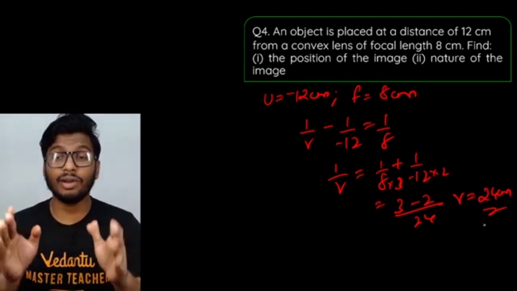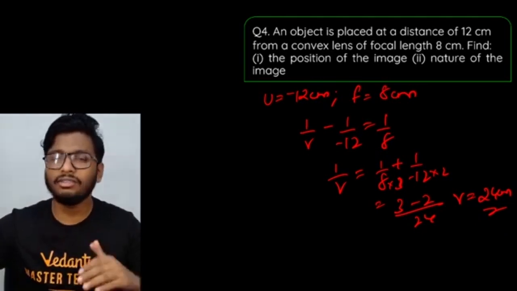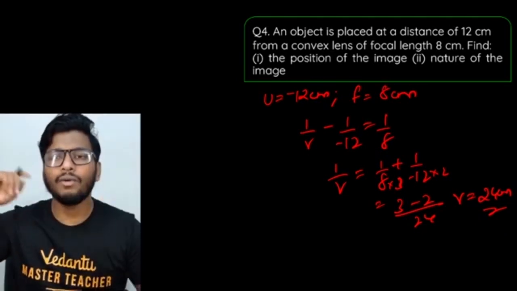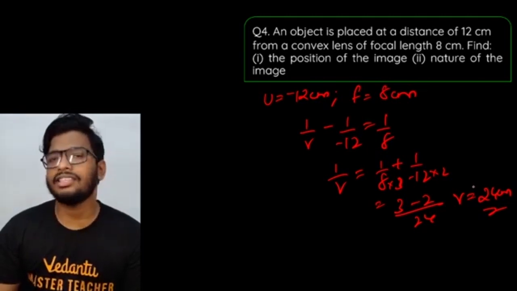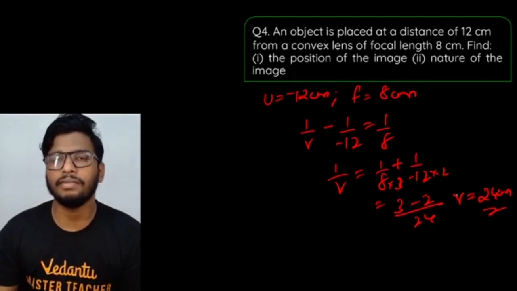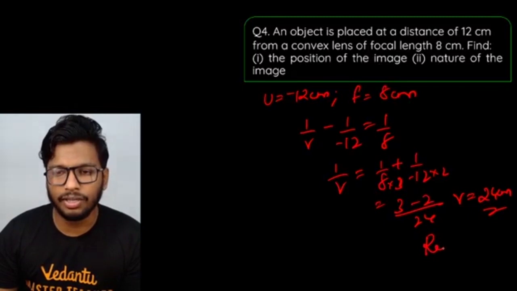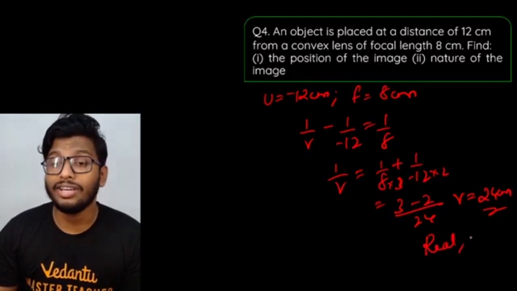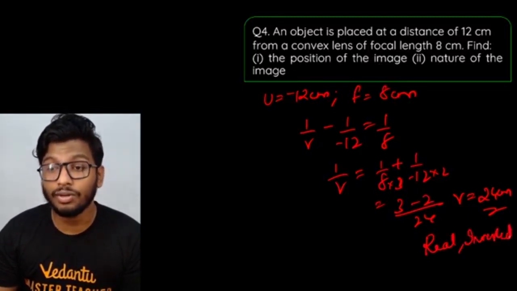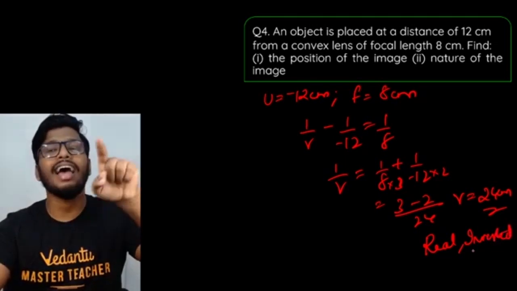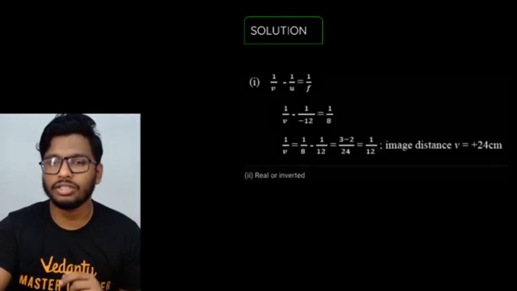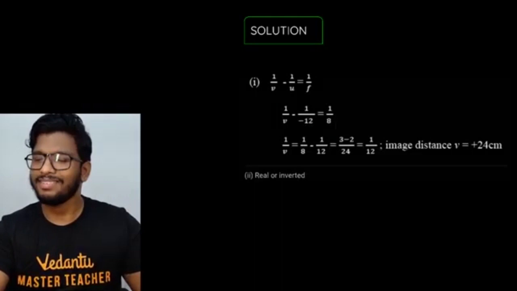The position of the image is 24 centimeters, and it's going to be positive because it's going to be formed on the other side. All right, what is the nature of the image? If it's plus, that means the image is going to be a real image, and real images are always inverted. So the answer to this question is that it's real and inverted, and the image distance is 24 centimeters. That's how we go.